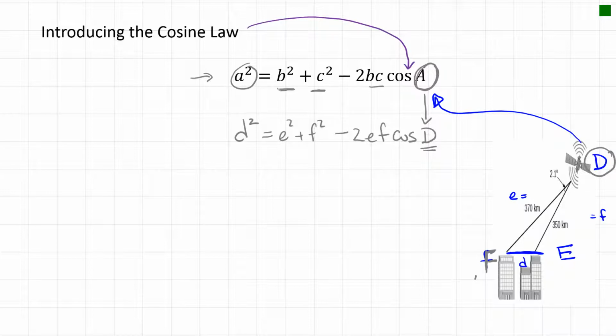And if we now plug in the values, we would get little d squared equals e squared, which is 370 squared, plus 350 squared, minus 2 times little e, which is 370, times little f, which is 350, times the cosine of angle D, which is 2.1 degrees. So I'm just going to leave that there for now because I wanted to just practice manipulating the formula, and we'll move on and practice this some more in the next skill.